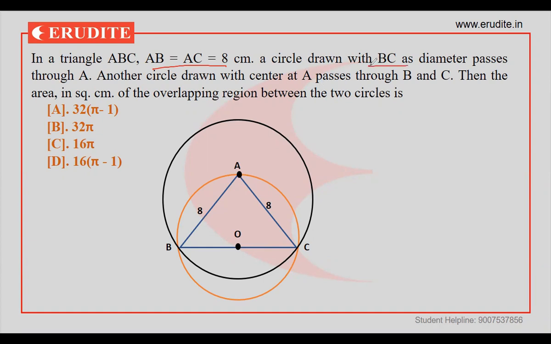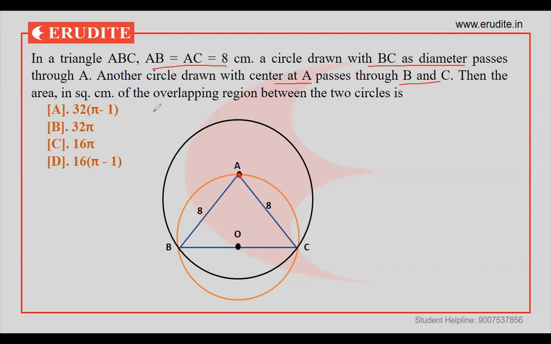A circle is drawn with BC as a diameter. So BC is the diameter I am taking, and I have assumed that O is the center of this orange color circle. So O is the midpoint of BC, and BO will be equal to OC, both are radius of the orange color circle. This orange color circle passes through A. Another circle I have made is a black color circle. Its center is A, and it passes through B and C.